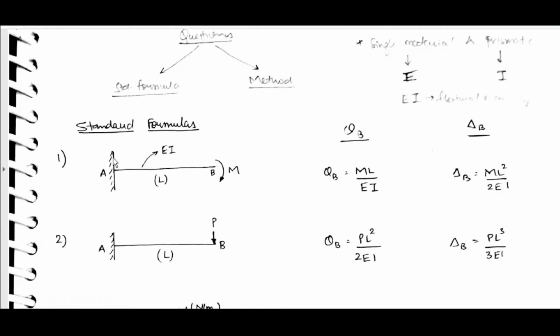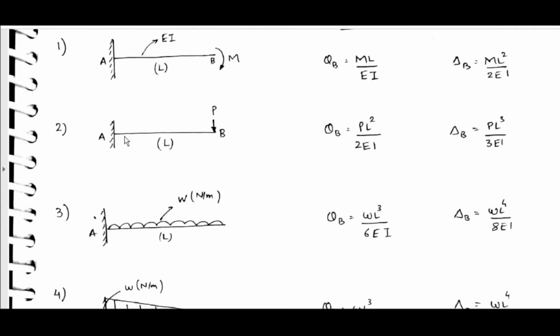Standard formulas, fixed beam with moment M: theta B is equal to ML by EI, delta B is equal to ML square by 2EI. If fixed beam with point load, theta B is equal to PL square by 2EI, delta B is equal to PL cube by 3EI.